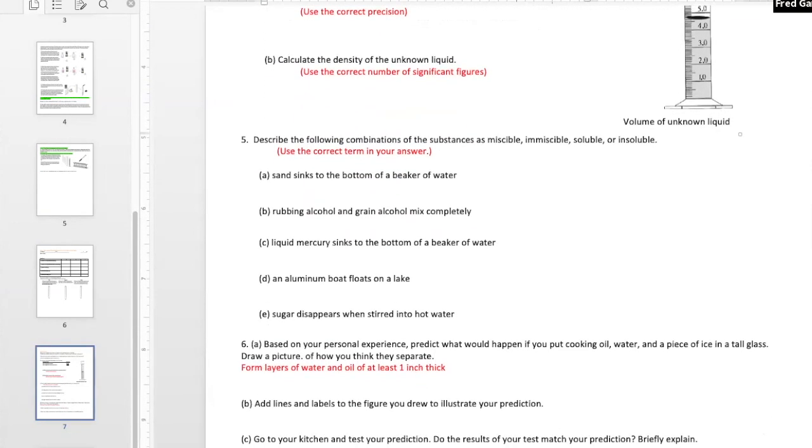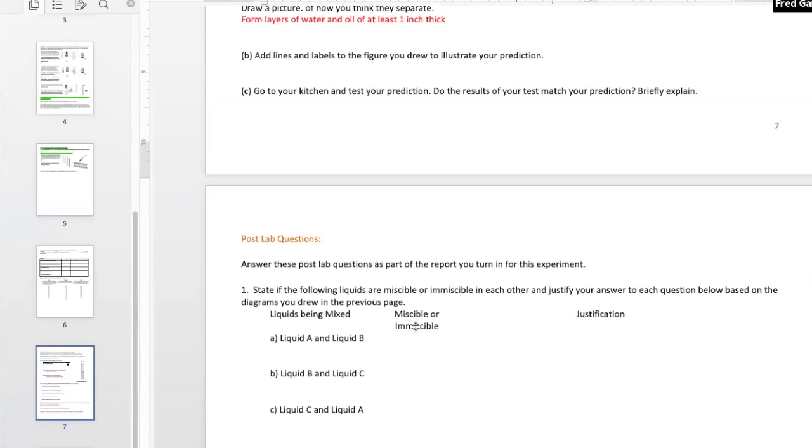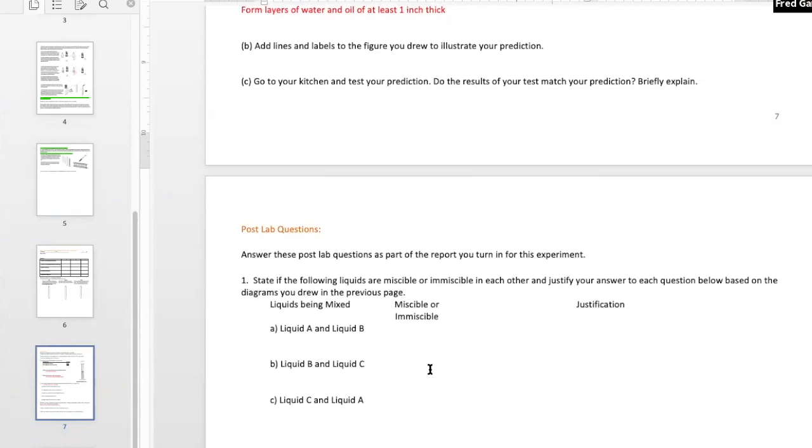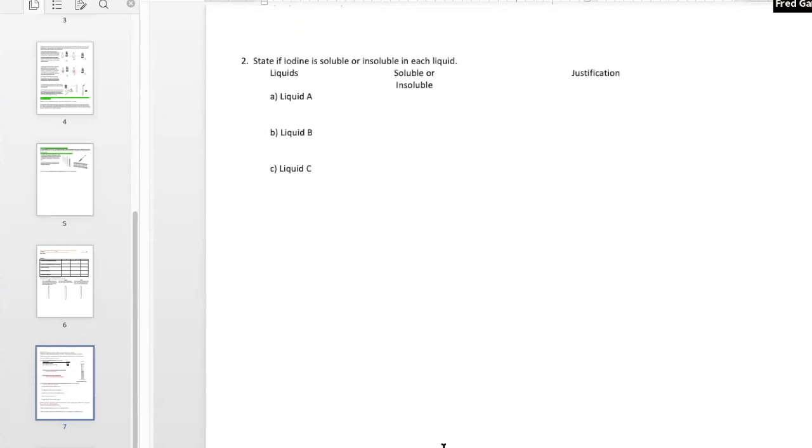It's pretty straightforward. This is your post-lab. The post-lab is going to be based on the data that you've collected, liquid A and liquid B. So make sure you label these things, because this is liquid A, liquid B, and liquid C. I'll show you that when I show you my desktop shortly. You're going to tell me whether it's miscible or non-miscible, and then whether the iodine, because it's a solid, is going to be soluble or insoluble in liquid A, B, and C. And that's your lab. It's pretty straightforward.